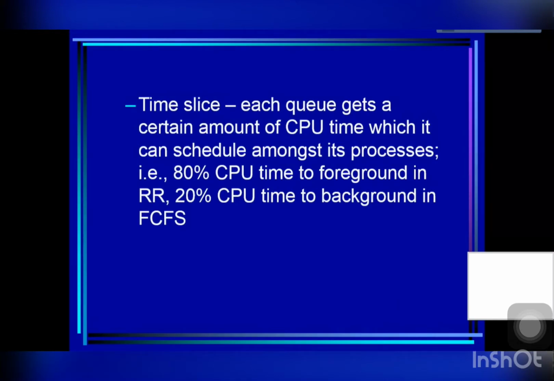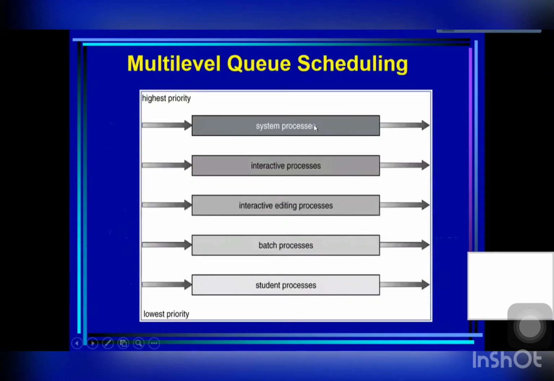Let's look at an example of a multi-level queue sharding algorithm with 5 queues listed below in order of priority. The highest priority is system processes, then interactive processes, then interactive editing processes, then batch processes, and student processes. So from up to down, the top has the highest priority and the bottom has the lowest priority. Each queue has absolute priority over lower priority queues.